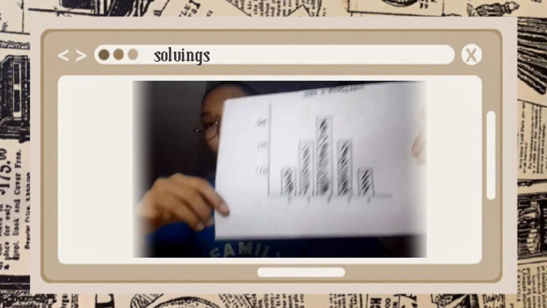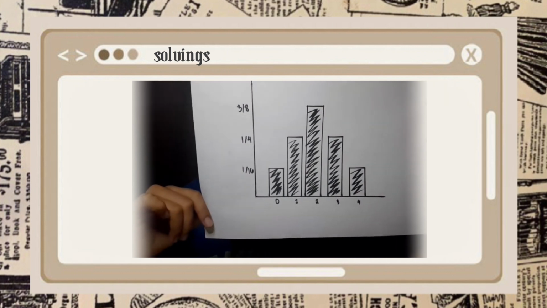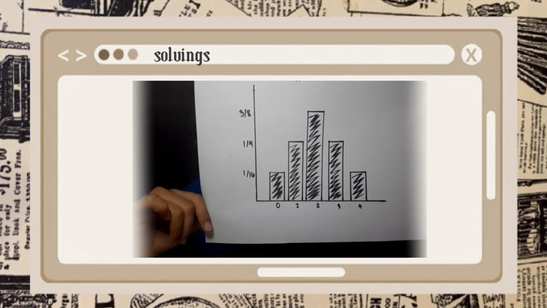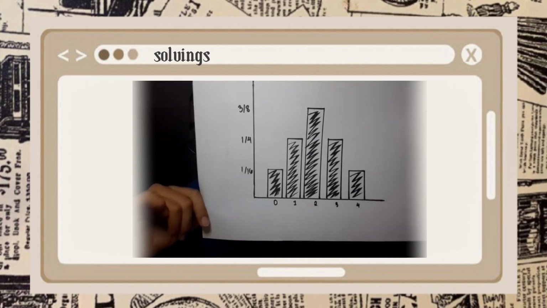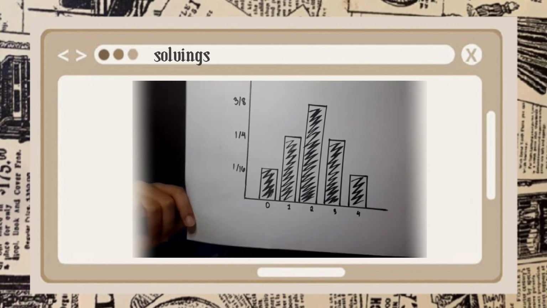For our question number 1, if you answered 3 over 8, then you're right, since the probability of getting 2 heads is exactly 3 over 8. For our question number 3, yes, they are both 1/4, because the probability of getting 1 and 3 heads is 1 over 4. And for question number 2, the probability of getting exactly 0 heads and 4 heads is 1 over 16.